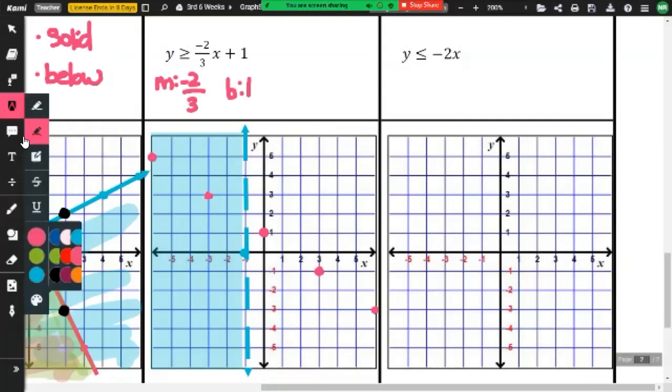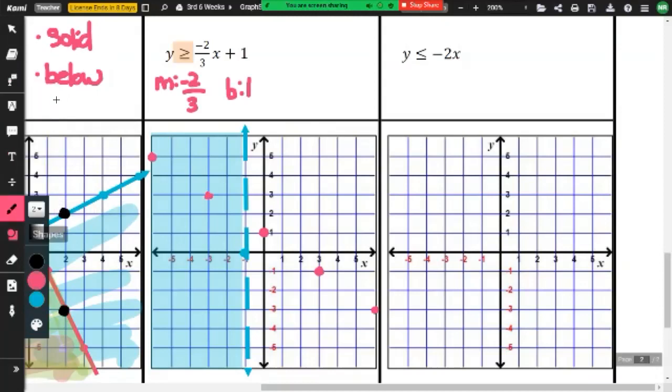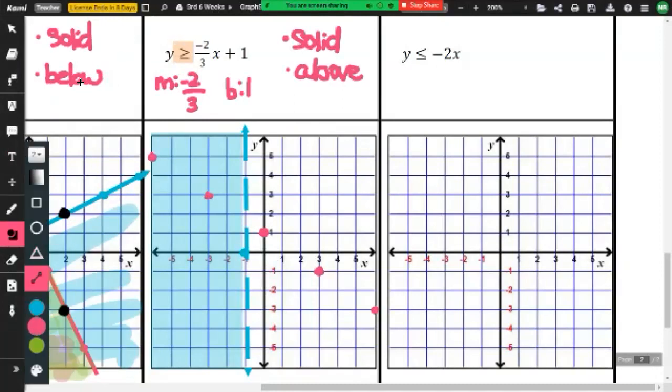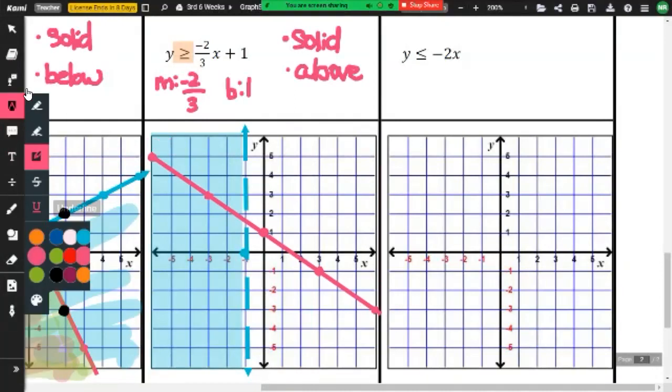Look at the inequality so you can know whether it is solid or dotted, above or below. If I look at this inequality, it's underlined, so I know it's a solid line. Greater than means above. So I'm going to go ahead and connect those dots. It's a solid line. I'm going to shade above it. Need my freehand.